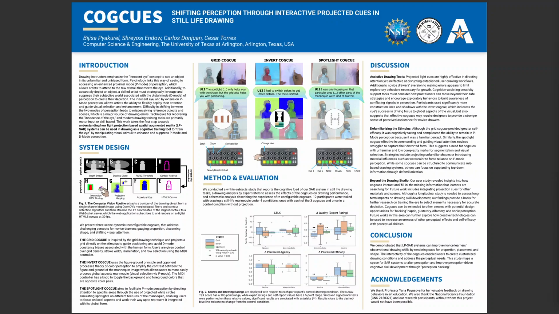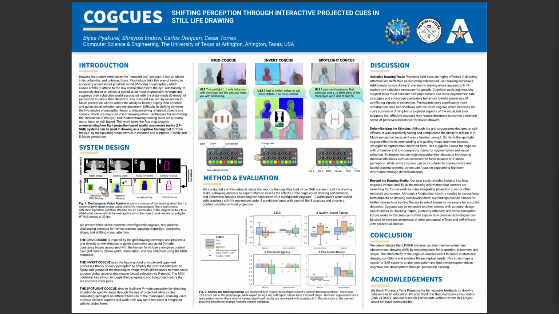We built a spatial augmented reality system and developed 3 interactive projected cues motivated by psychology literature and drawing techniques to enhance and suppress P mode and D mode of perception. Our work takes the first step towards understanding how such a system can be used as a cognitive training tool in drawing.